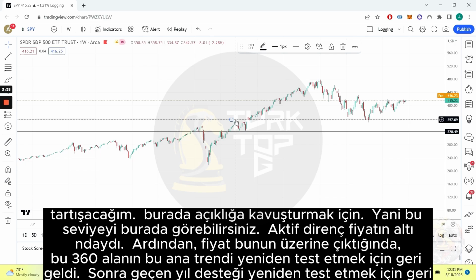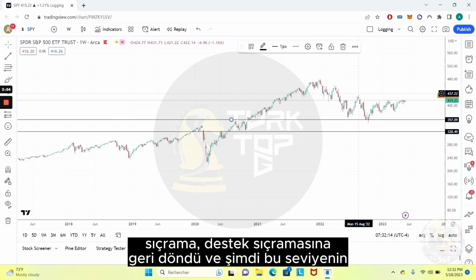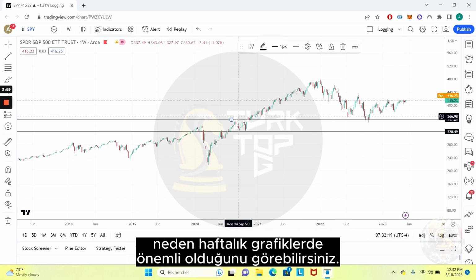So you can see this level right here acted as resistance when price was below it. Then once price went above it, it came back to retest this 360 area, had this major trend. Then last year came back to retest the support. This level acted as support, bounced, came back, acted as support, bounced. And now you can see why this level is important on the weekly charts.